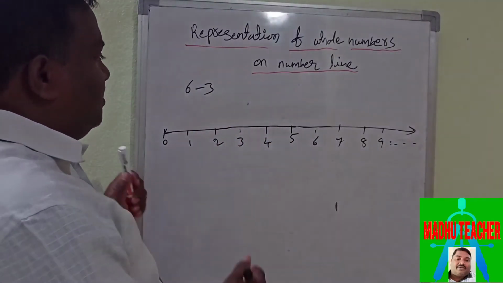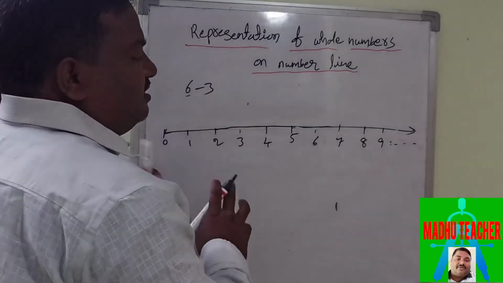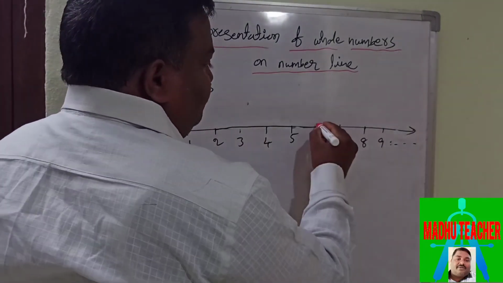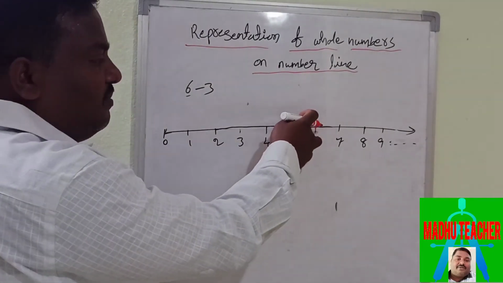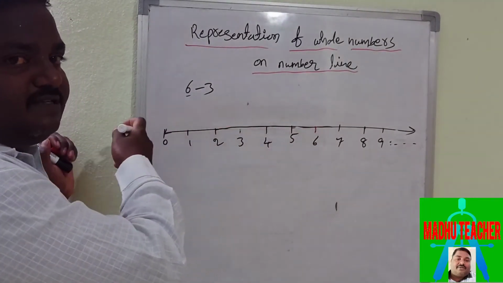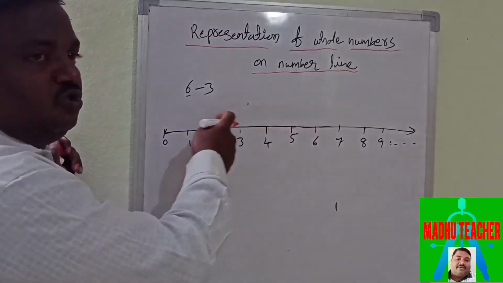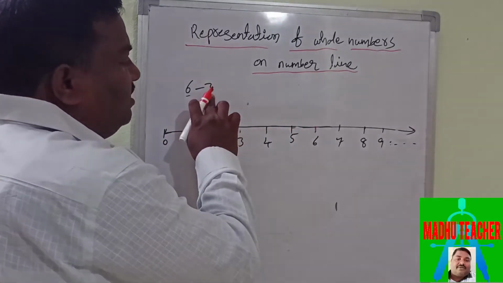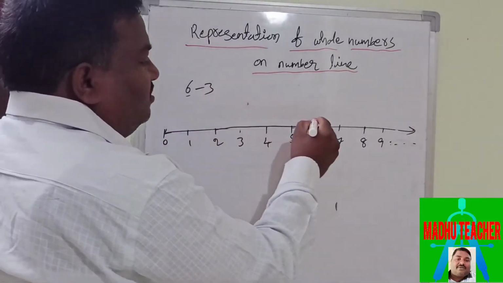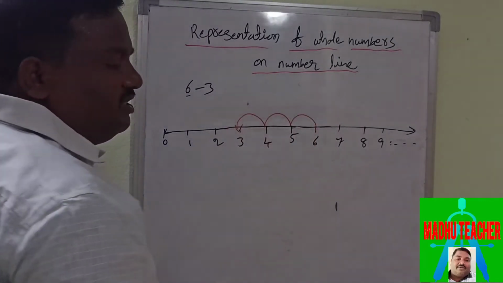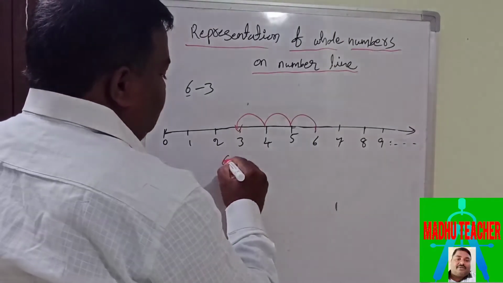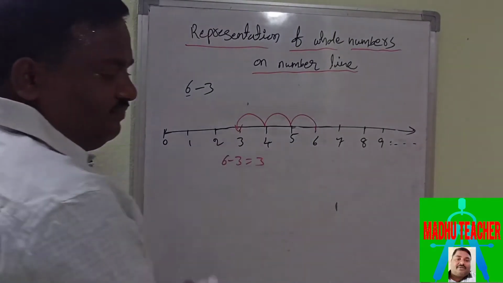Okay, so that is the process. What is the first number? 6. Start from 6. Move towards the left side. How many jumps do we have to do? 3 jumps. 1, 2, 3. We reached 3. So 6 minus 3 equal to 3.